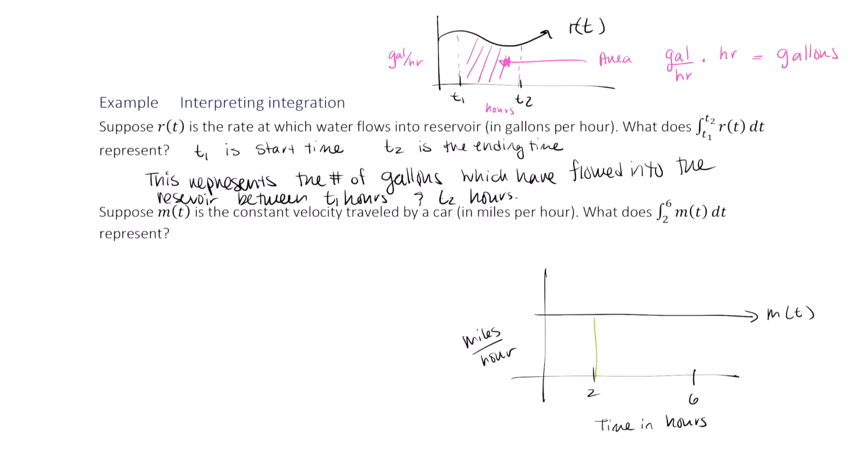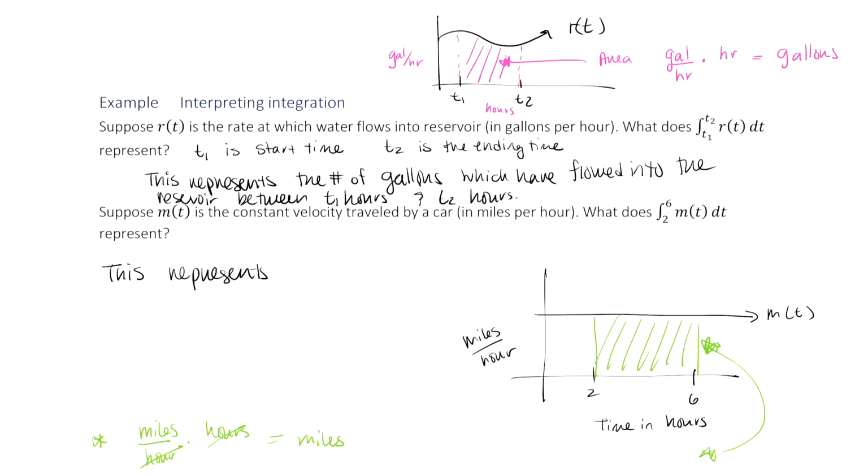So let's look at this area here. The integral represents this area, and when we compute this area, you'll end up multiplying miles per hour times hours, and these cancel out, and you'll end up with just miles. So this represents the distance traveled in miles between 2 and 6 hours.